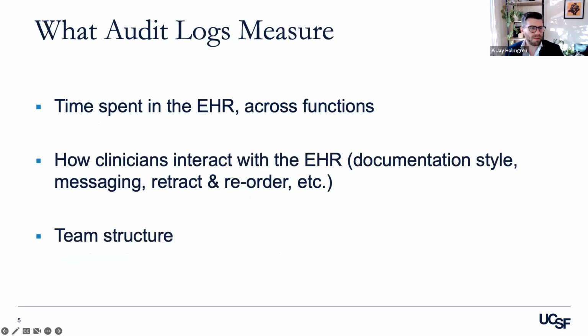They measure a whole bunch of different things. Some of the basics are how much time is spent in the electronic health record per day or per visit across functions. So how much time is spent documenting compared to clinical review, where they're doing chart reviews. How much time is spent messaging back and forth with patients, and how that varies across different clinicians or different roles. What does it look like for a nurse practitioner compared to a physician, or a primary care doc compared to a surgeon?